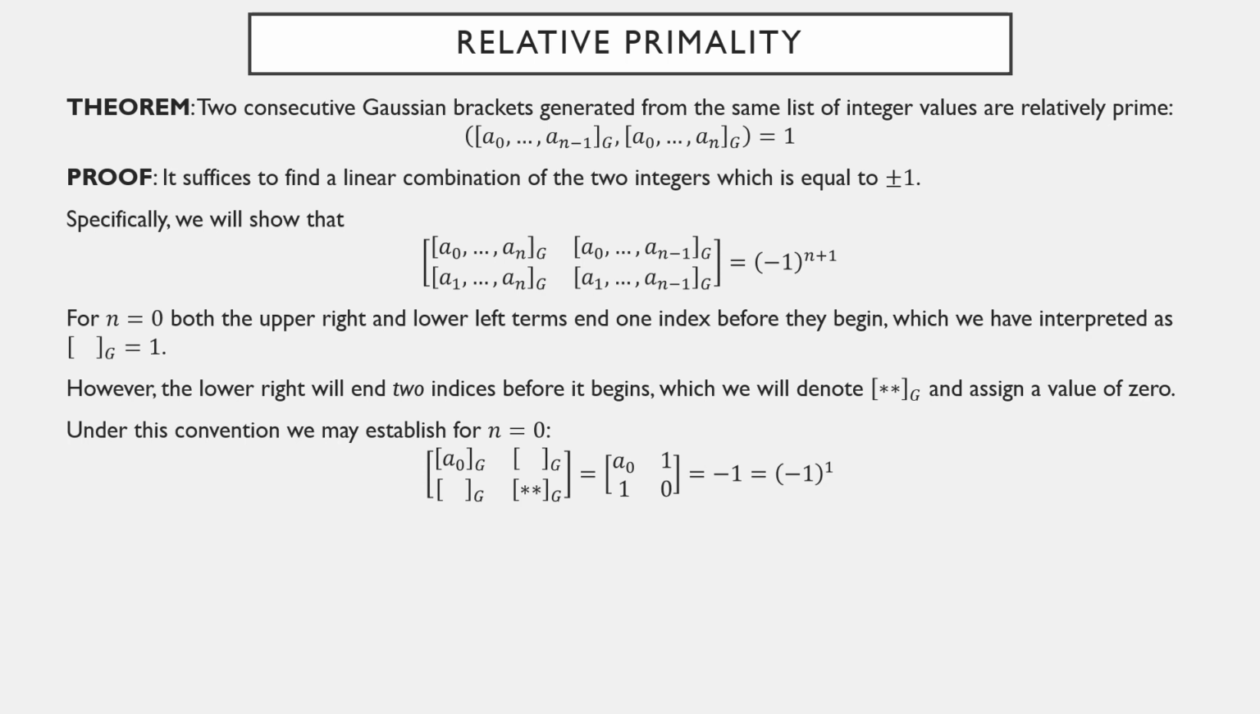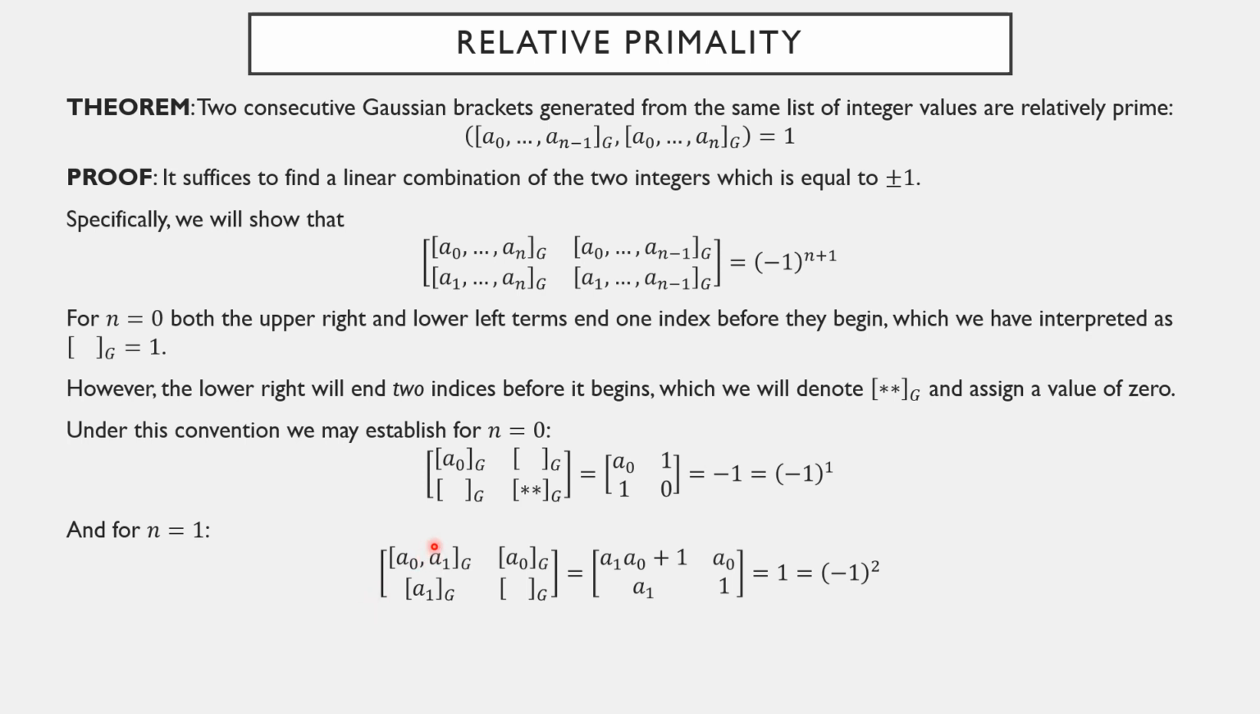You can also, by the way, manually prove this for n equals 1 rather than n equals 0 and avoid this little hiccup of this Gaussian bracket that ends 2 indices before it begins. I just kind of like establishing it here. For those who are familiar with continued fractions, the appearance of this 0 will actually make sense. Now for n equals 1, we can compute the following.